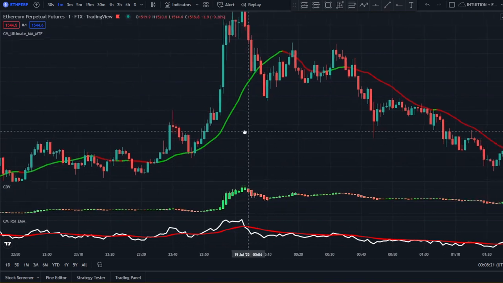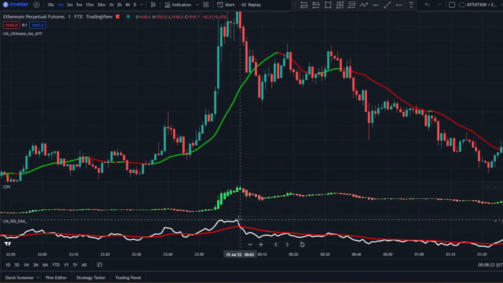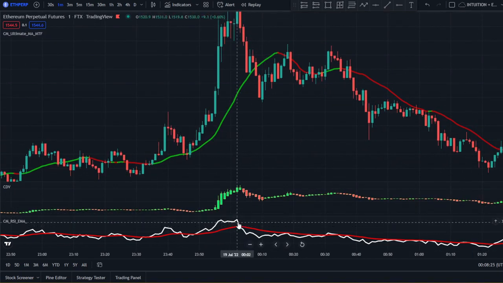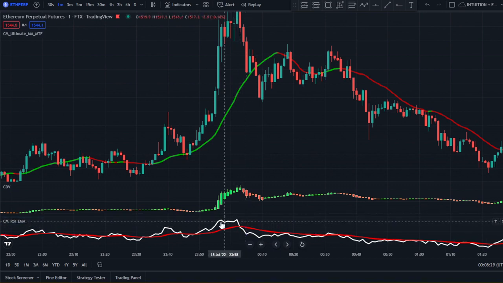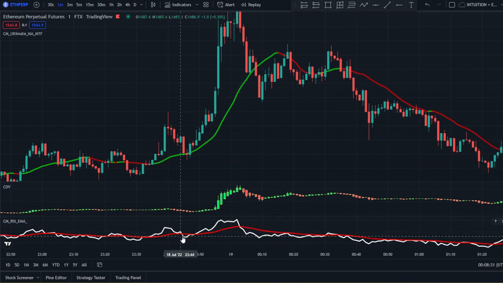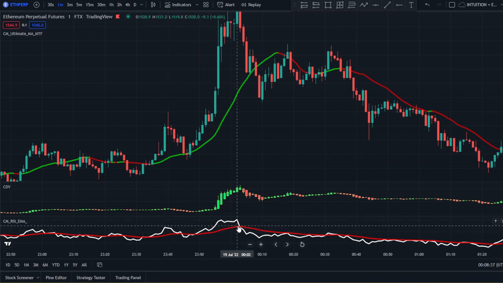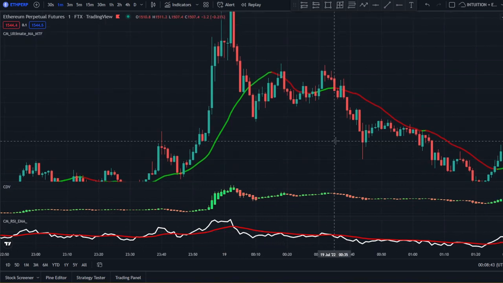The third confluence that you'll be needing is you'll be waiting for a crossover of either the white line below the red line for a short position, or the white line crossing over the red line for a long position. So this is the first indicator that you'll be looking at when you're trying to enter a position. So let me show you guys an example of what I mean by this.